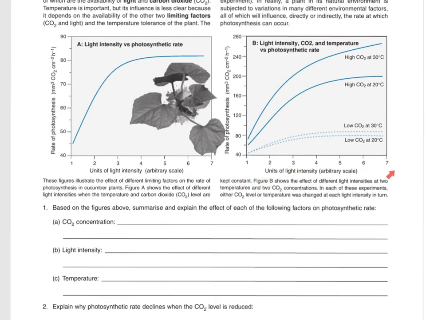So as light intensity goes up, photosynthesis goes up, but look at the different temperatures. Look at what happens at low temperatures. Right? So here is high CO2 at 20 degrees, here is low CO2 at 20 degrees, here is high CO2 at 30 degrees. Look at the difference in temperatures here. Even though you have a lot of CO2, you have less photosynthesis. So the colder you get, what? Less photosynthesis is occurring, even when you have plenty of CO2.